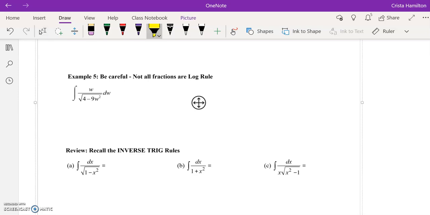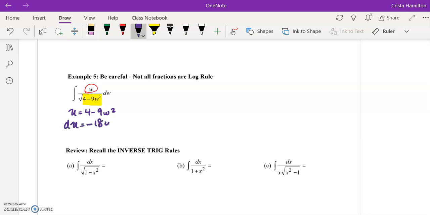Notice in this one that I would kind of consider the inside function under that radical. And so for this one, I would let u equal 4 minus 9w squared. I would not let it equal the whole denominator, because clearly what's in the top right here, the w right there, is not going to be the derivative of something with a square root. But the w is the derivative of just the 4 minus 9w squared. So du would be negative 18w dw.